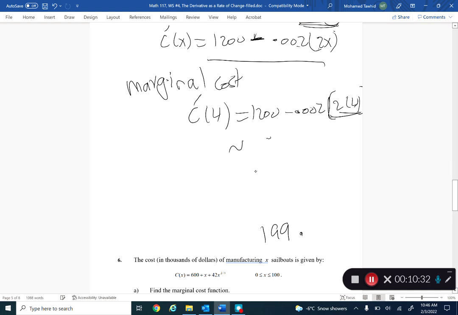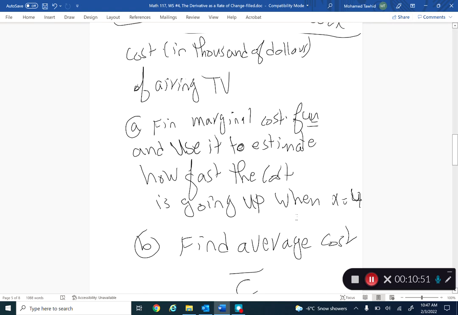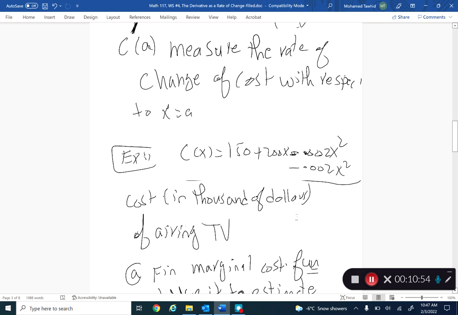All right, so I take this one here. What happened here? 9.9, right? Is that the number that you got, guys? Yeah. All right, so now, what is X? I'm asking you, what is X? Number of TV, right? If you look at the problem up there, what is your X? That is the cost of airing TV, right? So X here, number of TV. Your X here, number of item or product.